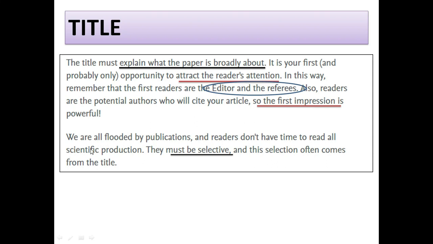In recent times we are flooded with different amounts of publications related to your field or other fields. Readers don't have time to read a complete scientific article, but you should attract them to your manuscript by selecting a good and informative title.